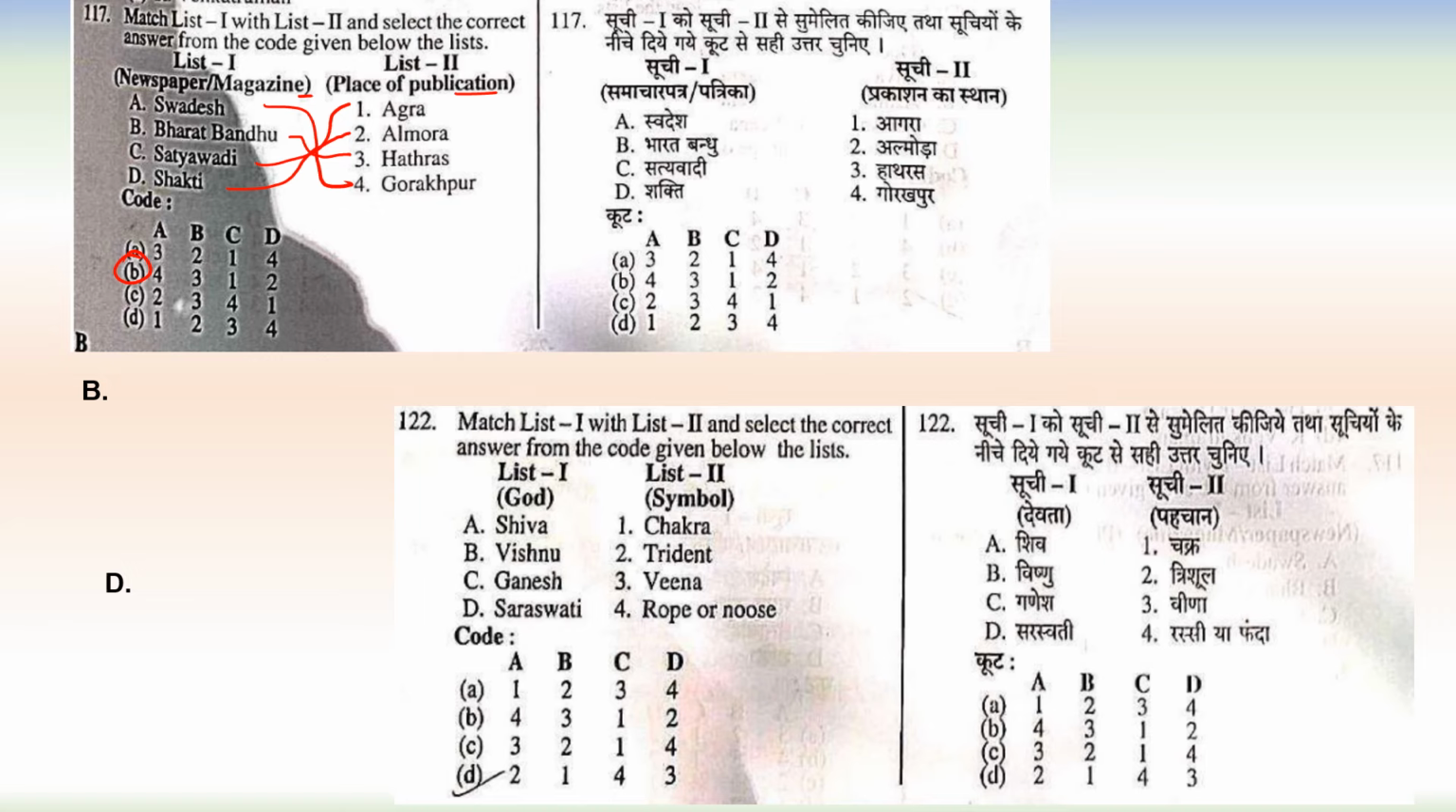Next question. Match list 1 with list 2 and say the correct answer from the codes given below. List 1 God name, list 2 symbol. We know that Shiva, Trishul or trident, Vishnu, Chakra, Sudarshan Chakra, Ganesha, rope or noose, Saraswati, Veena. So in this way, answer is 2, 1, 4, 3. D is correct answer.